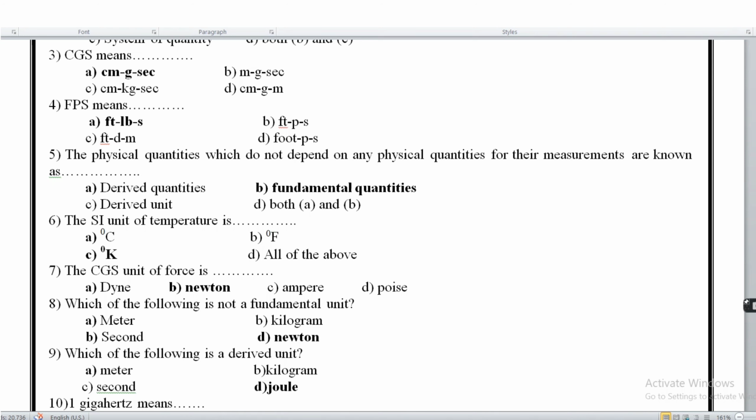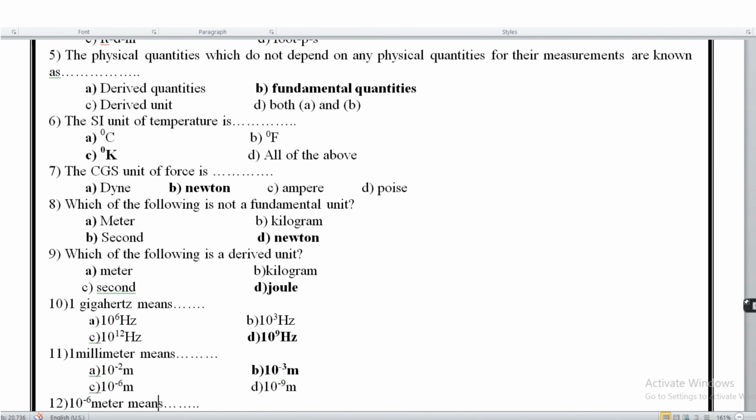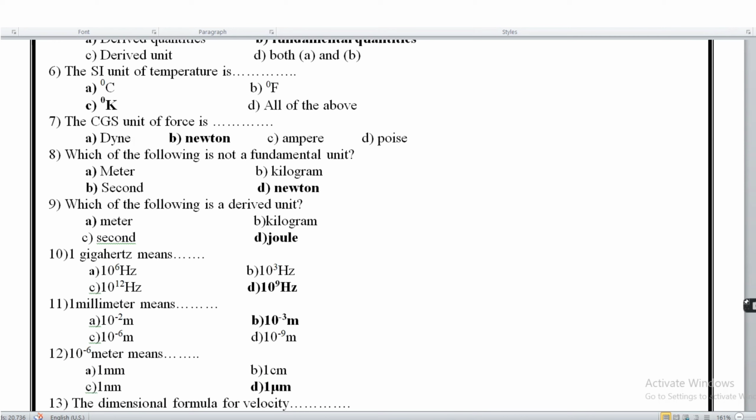The CGS unit of force is Newton. Which of the following is not a fundamental unit? Question number 8. Newton, it is not a fundamental unit. Which of the following is a derived unit? Joule is a derived unit. 1 gigahertz means 10 raised to 9 hertz.